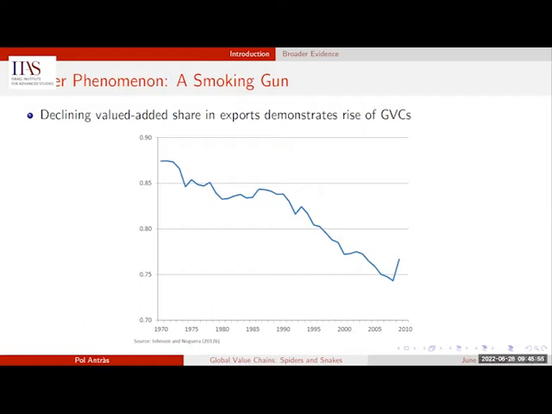7-8%. But what you have observed in this period, particularly in the 80s, 90s, and early 2000s, which is when all these forces that I was talking about were really taking off, is a fairly substantial decline in the extent to which exports reflect domestic value added. So the counterpart is an increase in foreign value added.